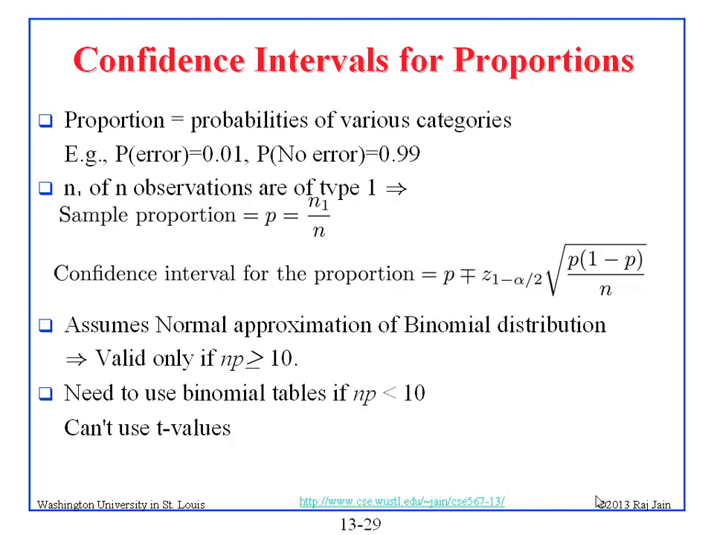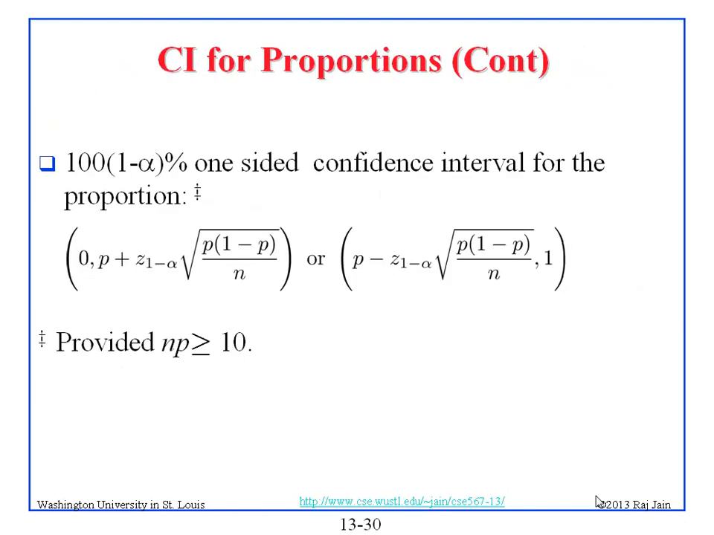All right, everybody understands that condition of 10: it's not just P, 1 minus P should also be such that N times 1 minus P is greater than 10. If there are two possibilities, then you should have at least 10 observations of the lower possibility. And if you want the one-sided confidence interval, then you start from 0 and go up to P plus something, or you start from P minus something and go all the way to 1.